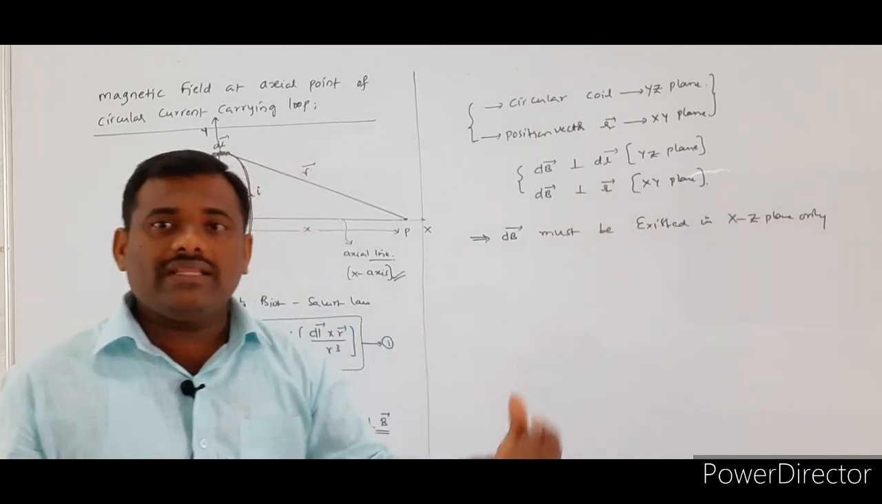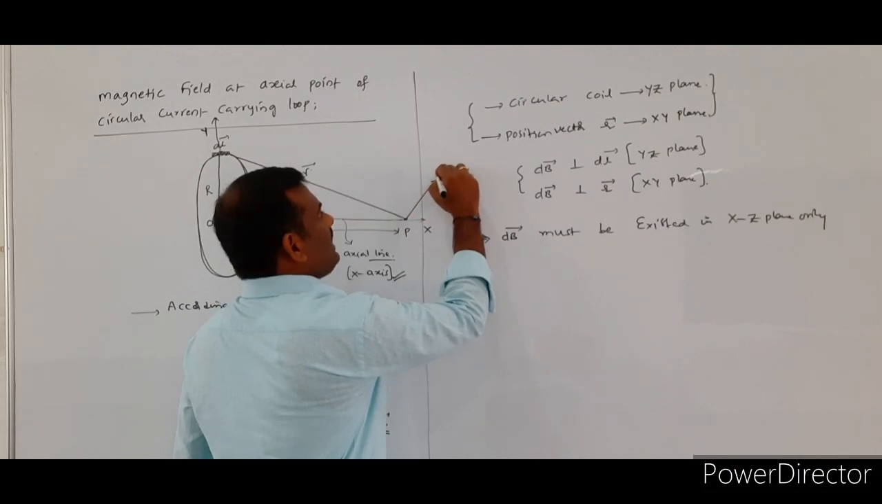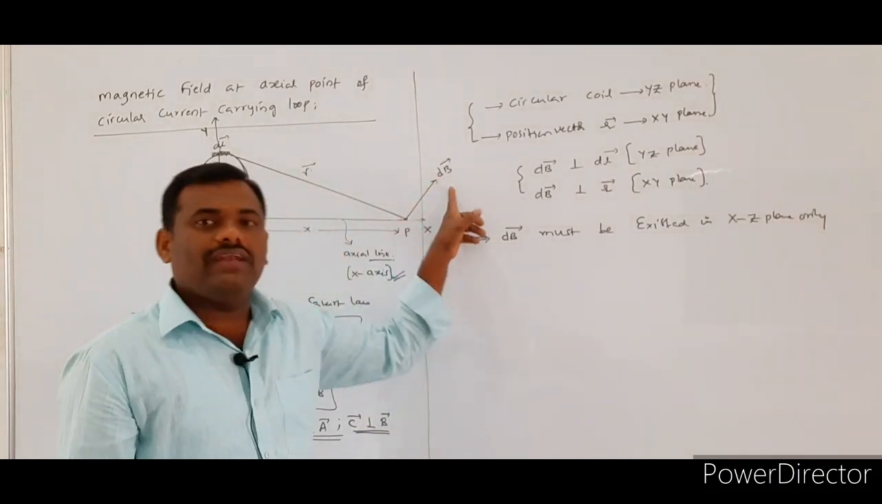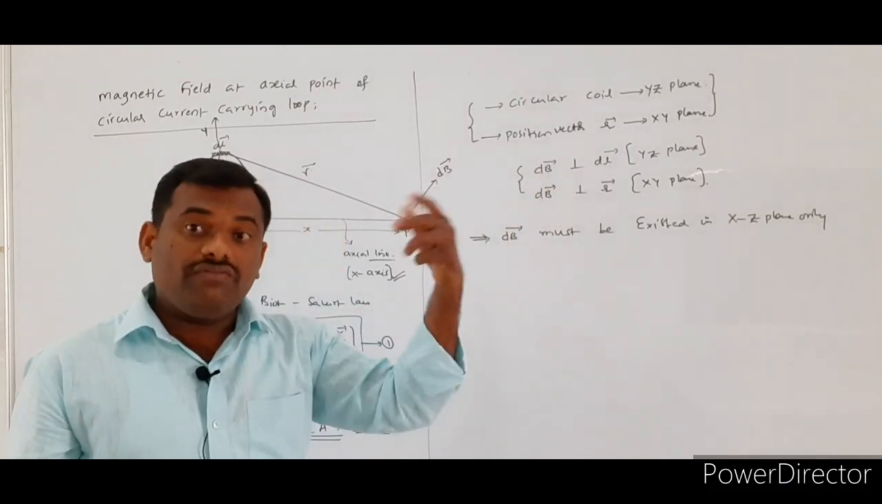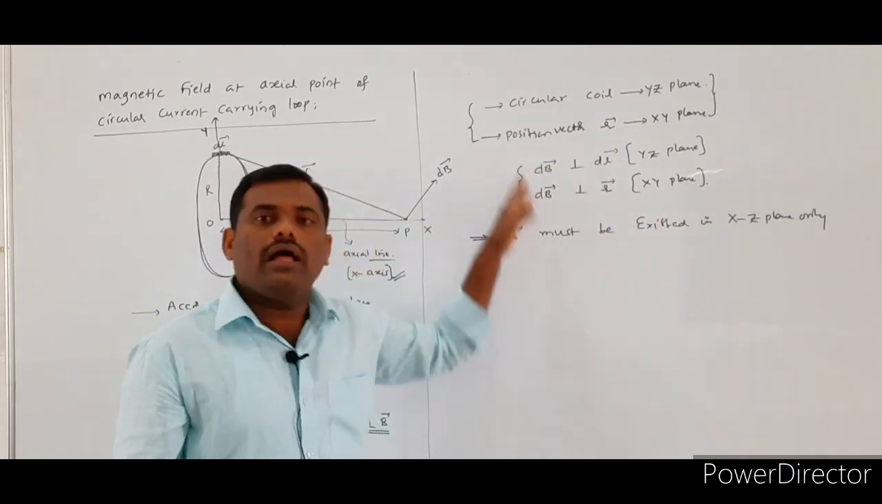In the textbook's diagram, they simply represent the direction of the magnetic field like this. How it came, how we have to understand, and in which plane it will be existed, this basic idea we have to understand.